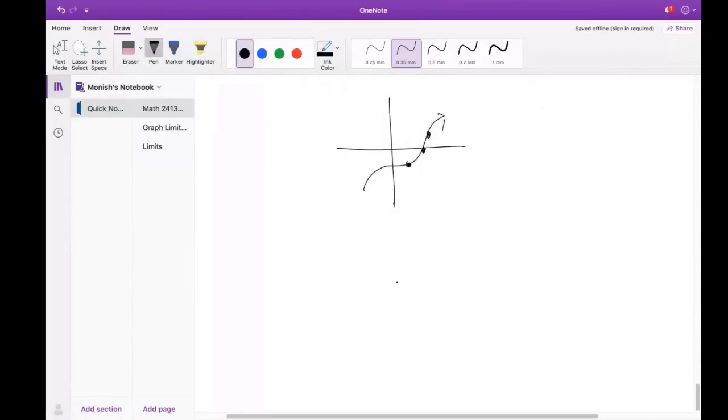I don't really have an example for that. That's pretty straightforward. And then now we'll go over limits at infinity.